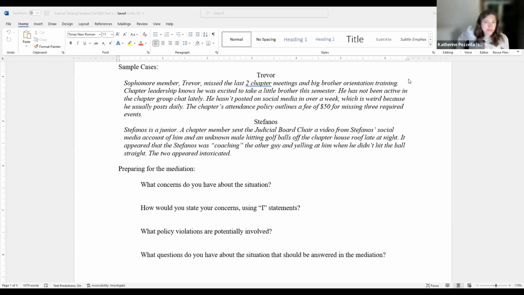So Stephanos is a junior. A chapter member sent the judicial board chair a video from Stephanos's social media account of him and an unknown male hitting golf balls off the chapter house roof late at night. It appears that Stephanos was coaching the other guy and yelling at him when he didn't hit the ball straight, and the two appeared intoxicated. So what approach might you take here? What questions do you have? How would you handle it?